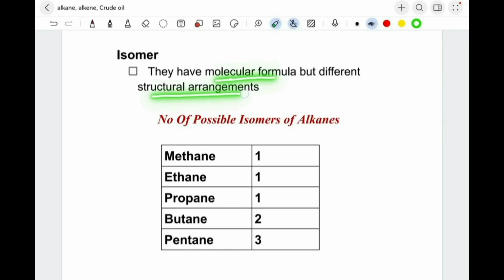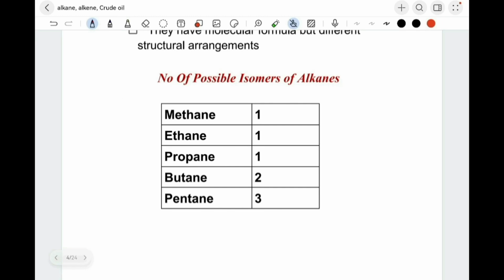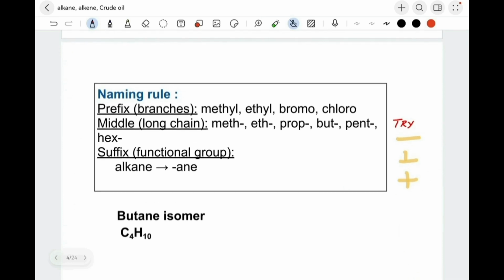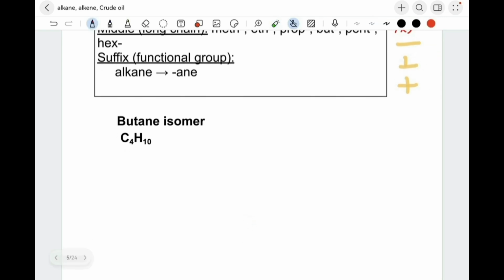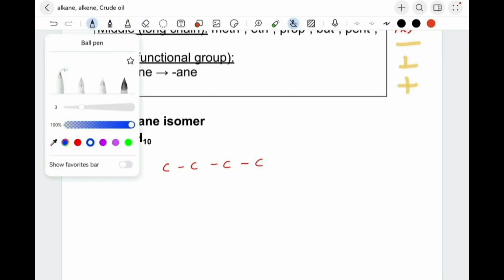Isomers have the same molecular formula but different structural arrangements. Number of possible isomers of alkanes: butane has 2 possible isomers and pentane has 3 possible isomers. Whenever we are trying to draw an isomer, try this method. Try to do it like a straight chain, an inverse T and a plus. First, I'll try with the straight chain for C4H10. 1, 2, 3, 4. And then fill the remaining with hydrogens.